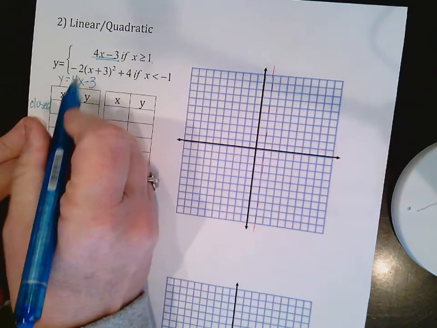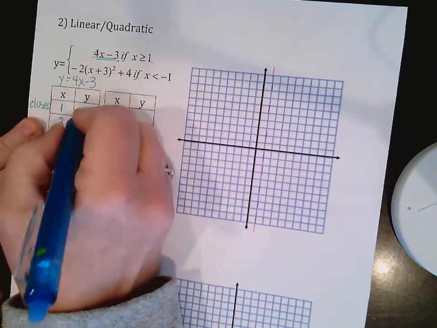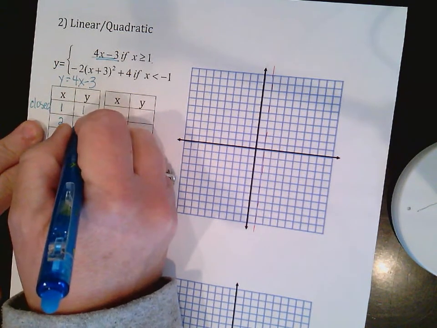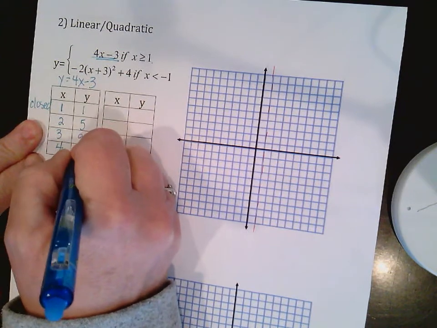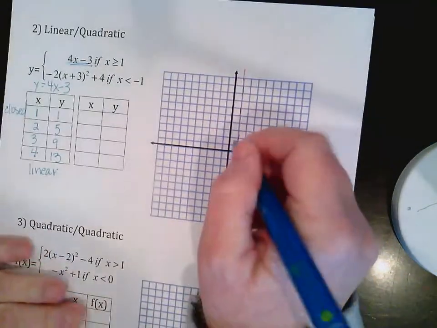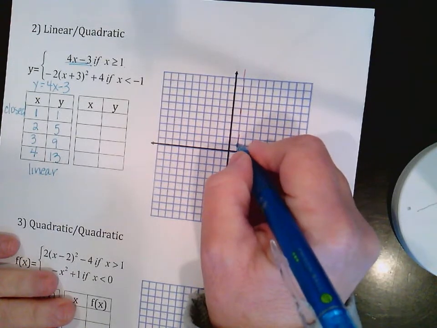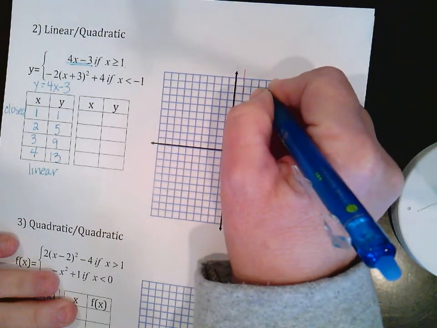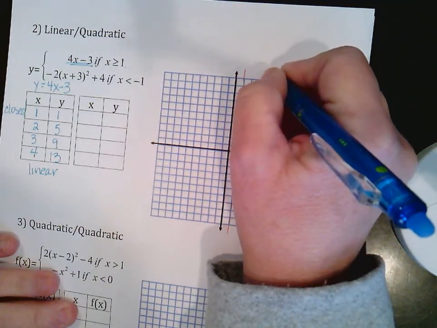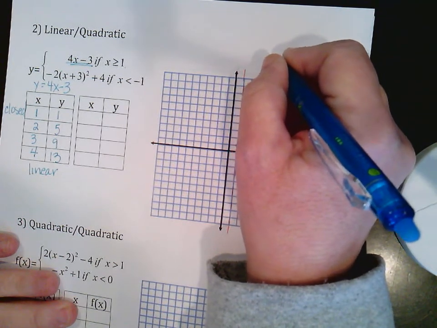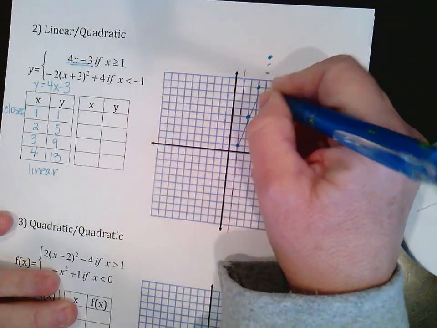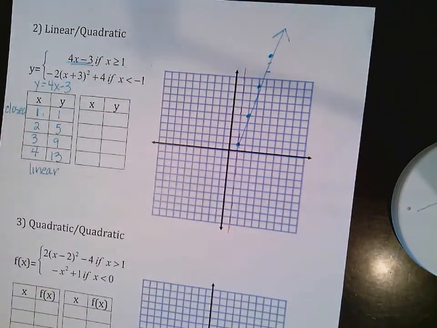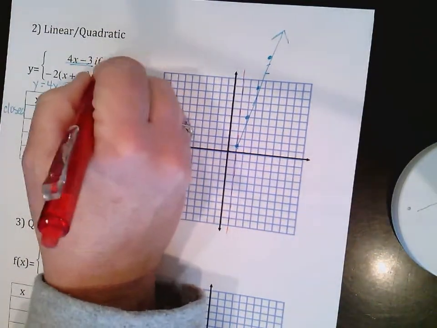Okay, so then I plug 1 into this equation. So I get 1 times 4 is 4, minus 1 is 3. And then 2 gives 5, 3 gives 9, and 4 gives 13. So when I go to graph this, I have over 1 and up 3, and that's a closed circle. Over 2 and up 5, 3 and up 9, 4 and up 10, 11, 12, 13. All right, so this is just going up and to the right. And it stops, it can't go to the left of 1, it has to be to the right of 1. That's a domain restriction.